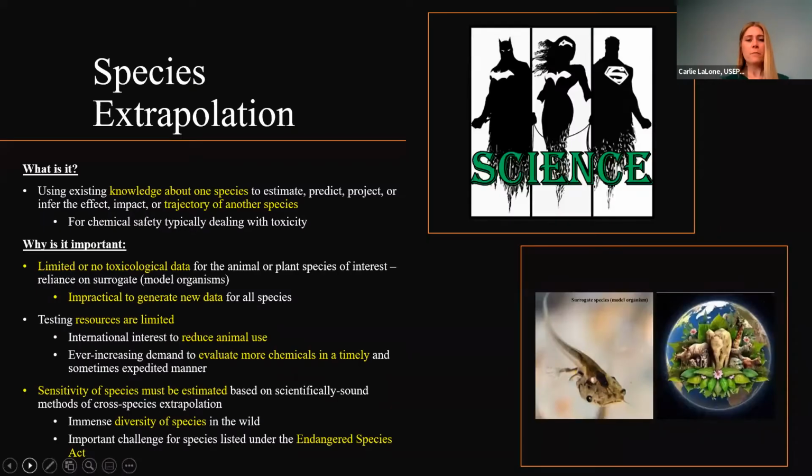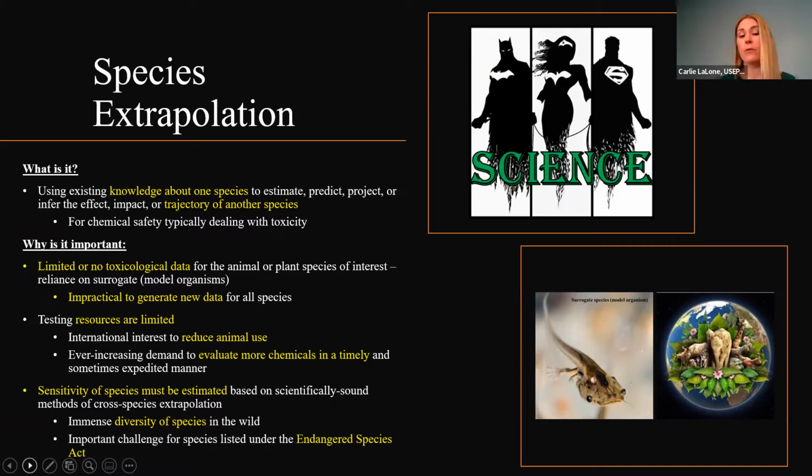And so that's why I'd like to think about species extrapolation and adding additional lines of scientific evidence for why we may utilize surrogate species and be able to extrapolate to the diversity of species in the environment. So, when we talk about species extrapolation, it's really taking what we know about a species or those handful of species and being able to predict or project the trajectory in other species.